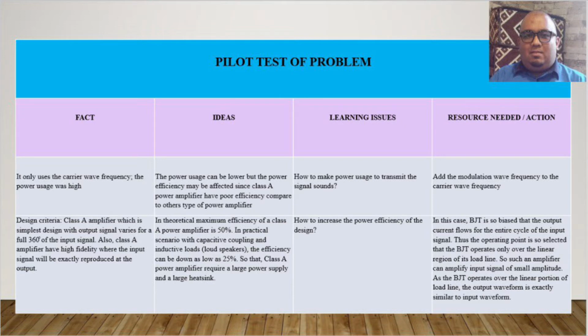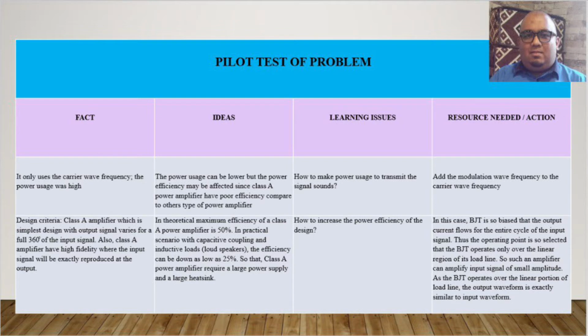The fact is, it only used the carrier wave frequency. The power usage was high. And the idea is, the power usage can be lower, but the power efficiency may be affected since Class A power amplifier has poor efficiency compared to other types of power amplifier. Then the learning issue is how to make power usage to transmit the signal sound, and the modulation wave frequency to the carrier wave frequency.